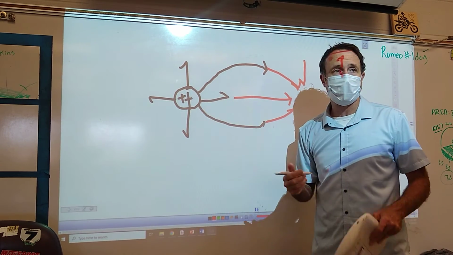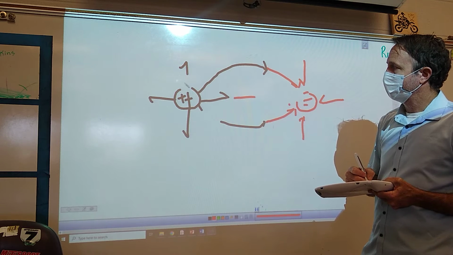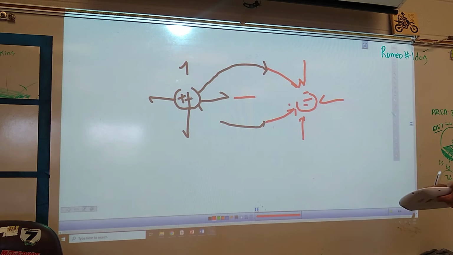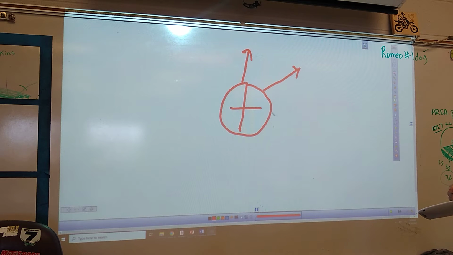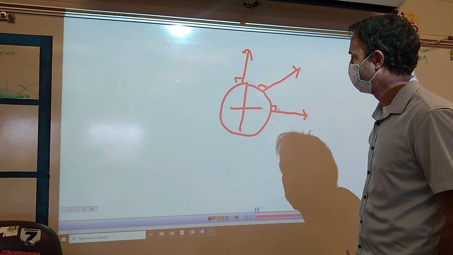And where the lines come out of the charge, the electric field lines are always, I'm going to zoom in to make a big one here. The electric field lines, say this is a positive, are always 90 degrees to the surface. In other words, they come straight off of the circle. Does that make sense? All right.